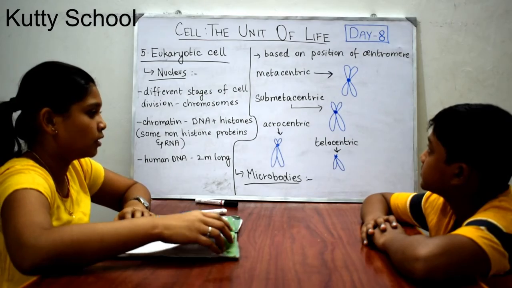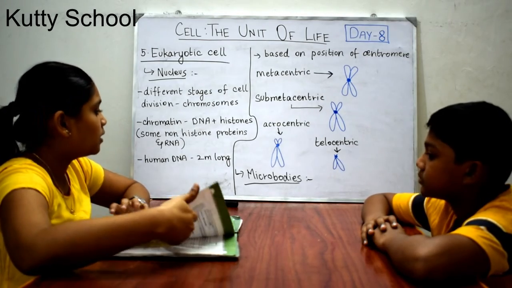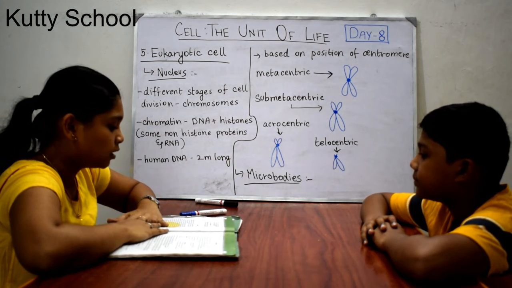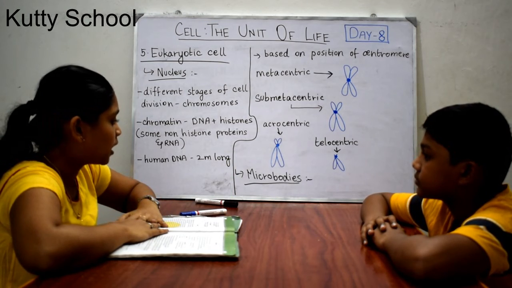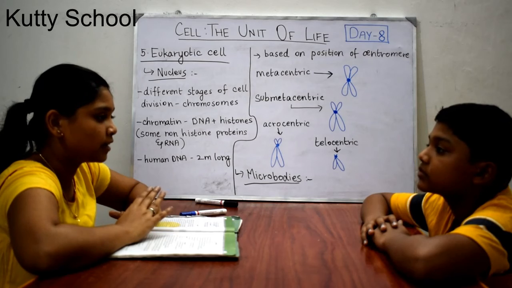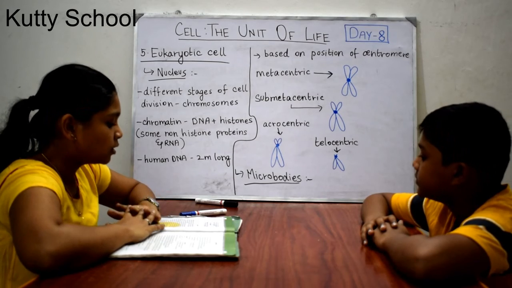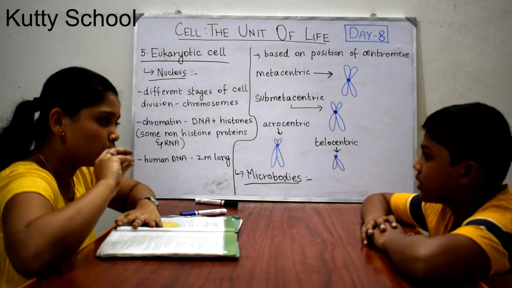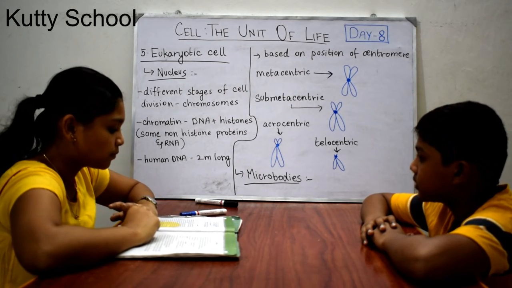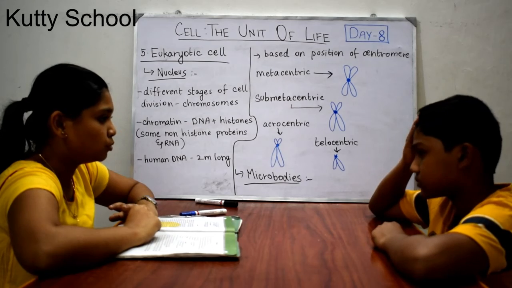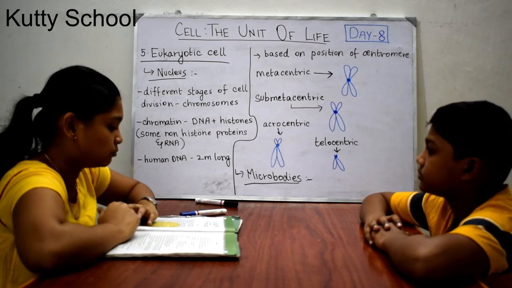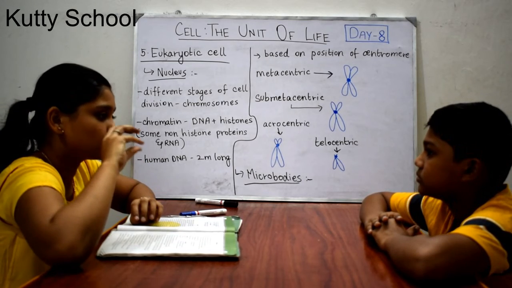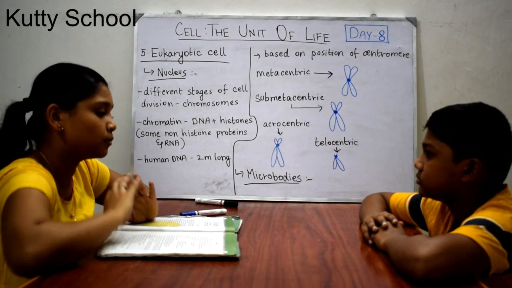The nucleus of eukaryotic cells is over, and we are coming to the last subtopic, which is microbodies. These microbodies are present both in plant cells as well as in animal cells. They are membrane bound, minute vesicles present in both cells. These contain various enzymes.